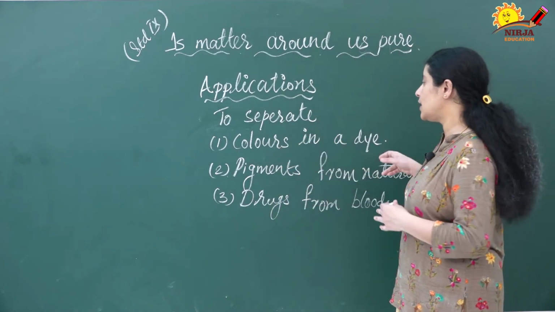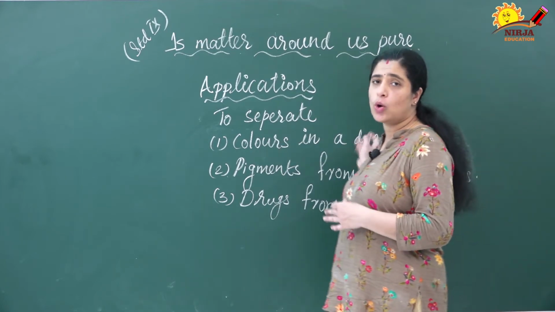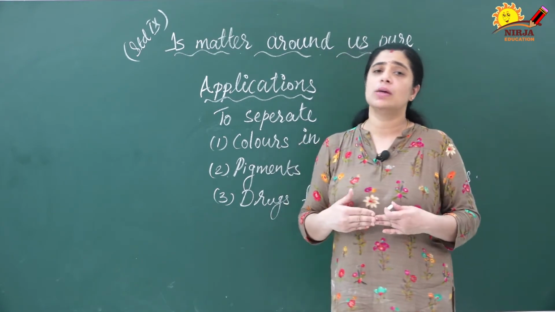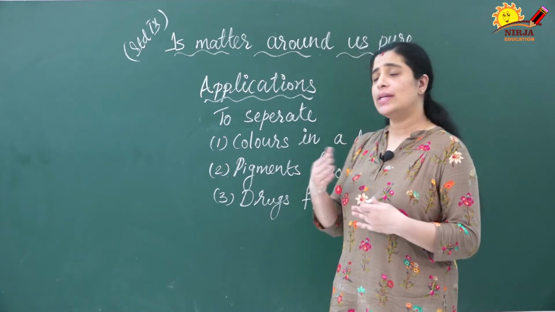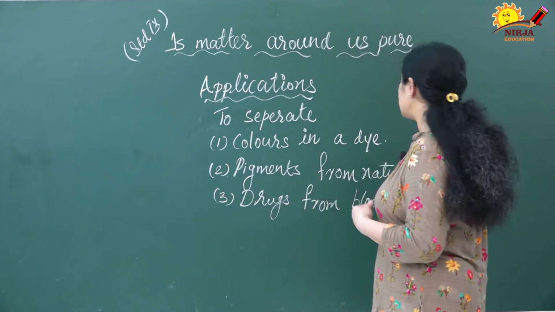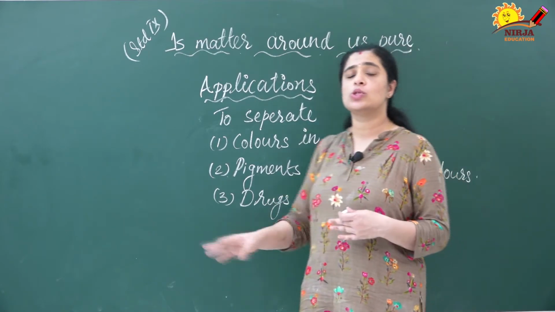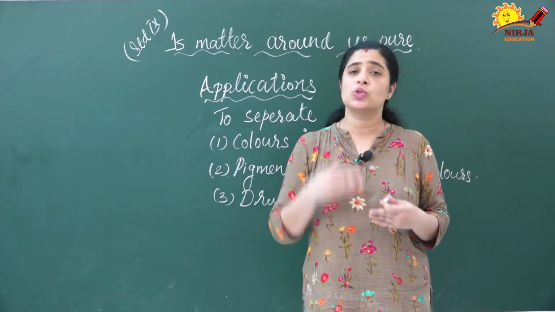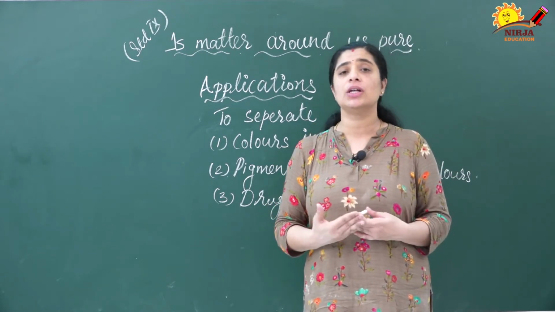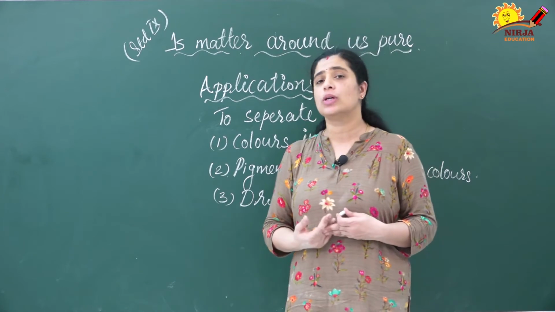The first one is to separate colors from a dye. Already we have discussed how we are separating the colors from the dye. What is the second one? The pigments from natural colors. Natural colors also contain some pigments. So to separate these pigments from natural colors, we are using this chromatographic method.